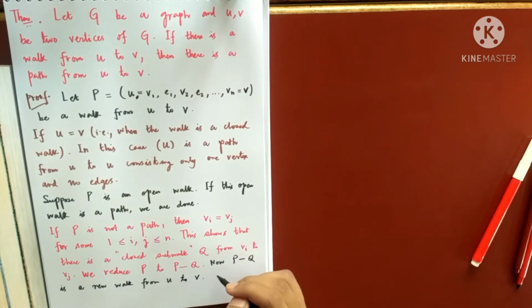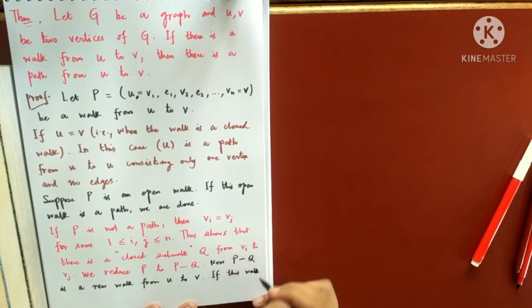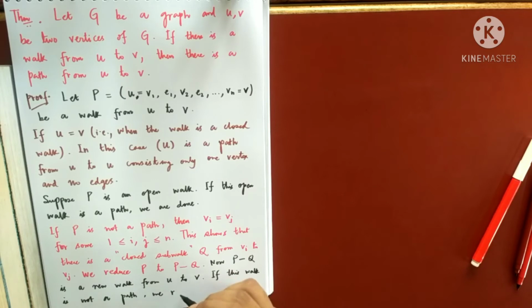If this walk is a path, we are done. If this walk is not a path, we repeat this deletion process of subwalks.